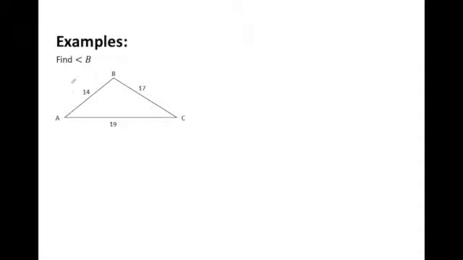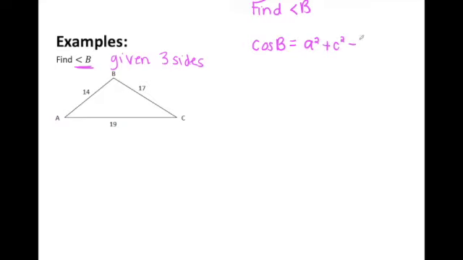For your first example here, we're going to find angle B. In this case, we are given 3 sides. When you're given 3 sides, you know that you're going to want to use cosine of B on the left-hand side, and then it is going to be a squared plus c squared minus b squared all over 2ac on that right-hand side.